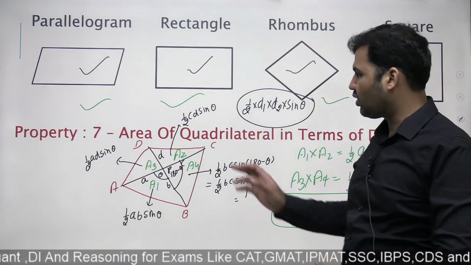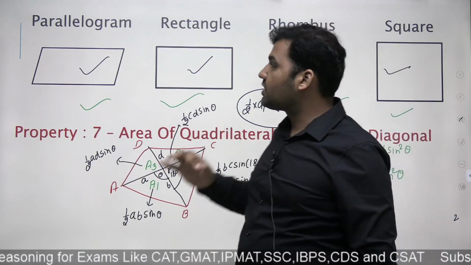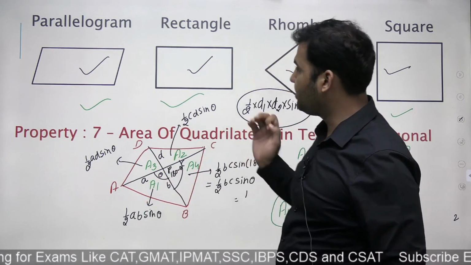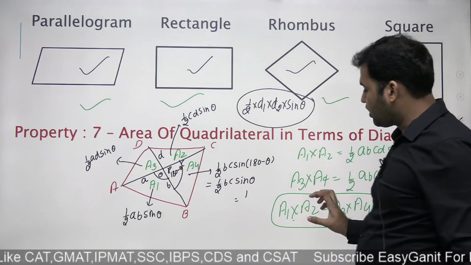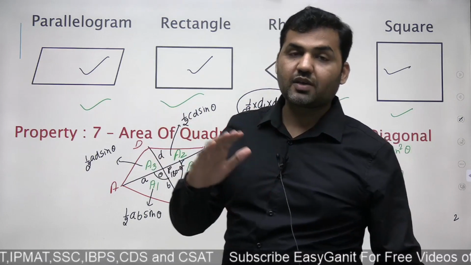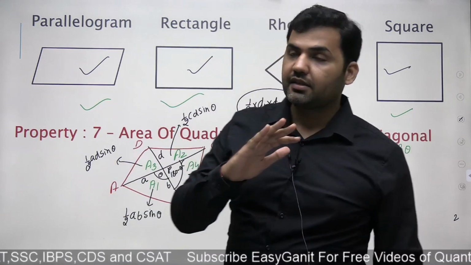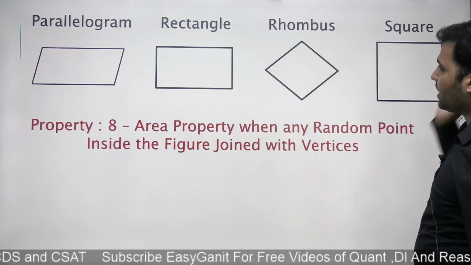So in the 7th property we have covered 2 properties, and both of these 2 properties are universally true for all quadrilaterals, right? Whatever kind of quadrilateral it is, this property will definitely work. In fact, these properties will also be applicable for trapezium as well as for kite, right? So for the other quadrilaterals too, this will work.